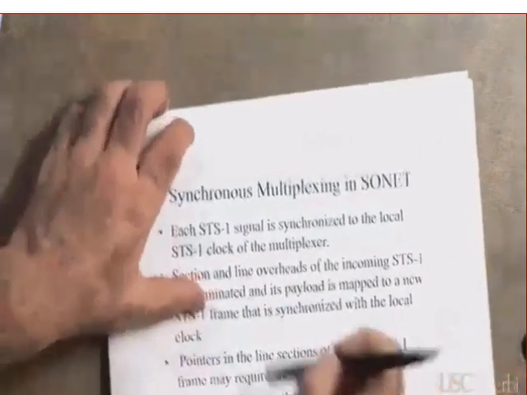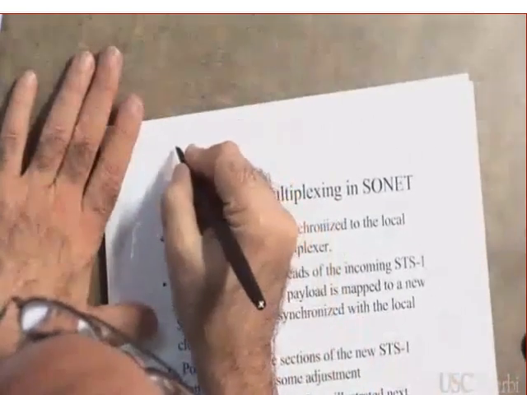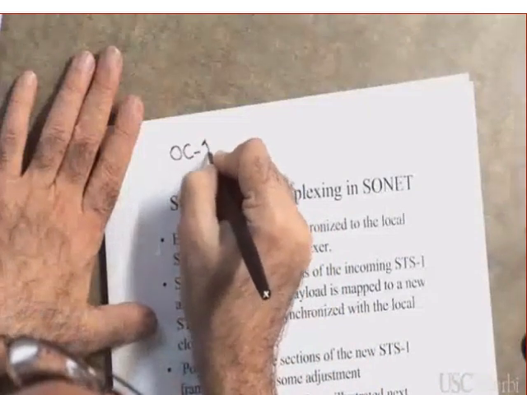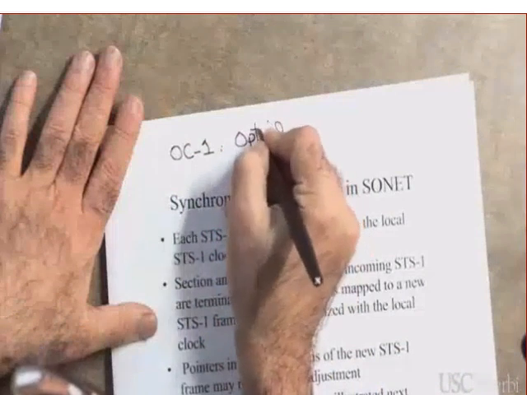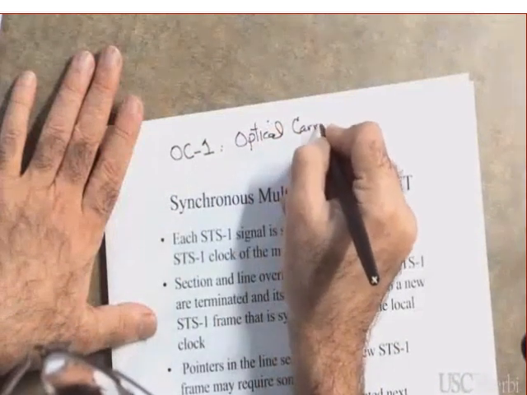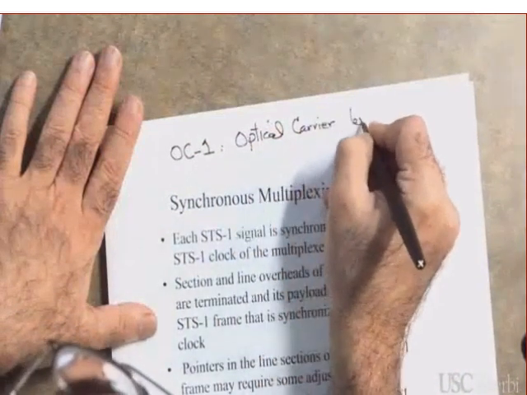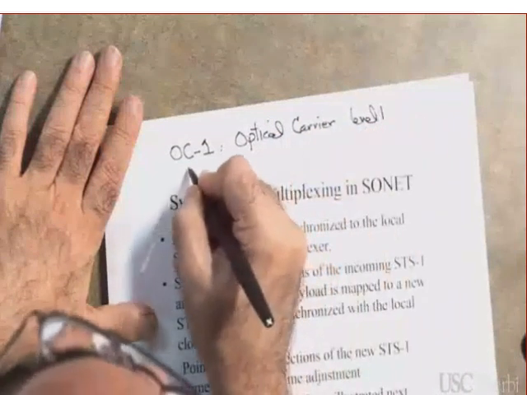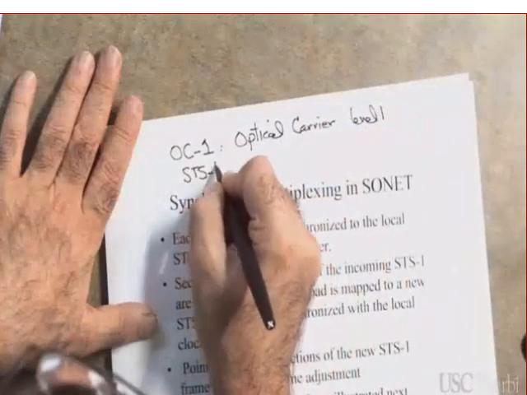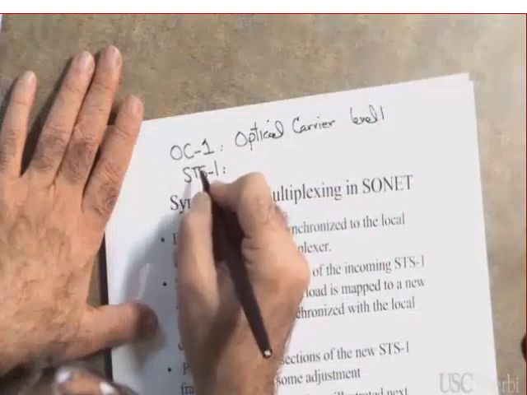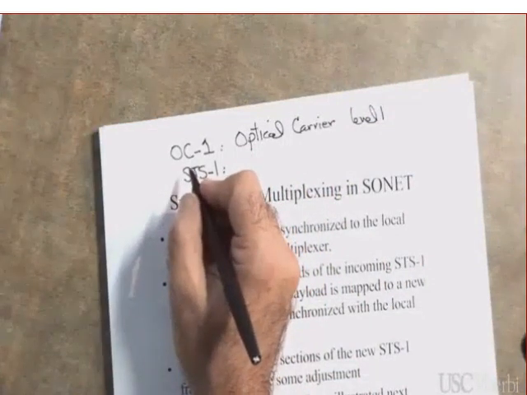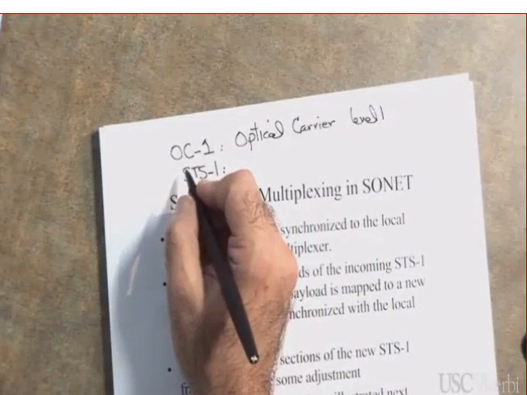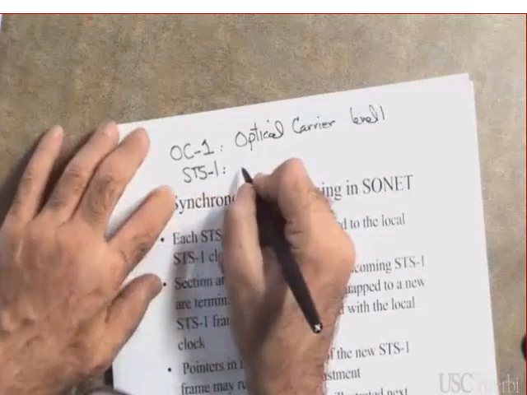Now, remember, an OC1 is called the optical carrier level 1. STS1, this is the signal. This is still part of SONET. This is not the SDH, the European one. SDH uses the word STM. This one is STS, which is the synchronous transport signal level 1.